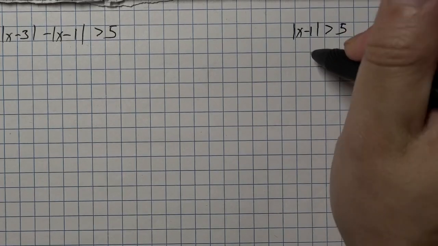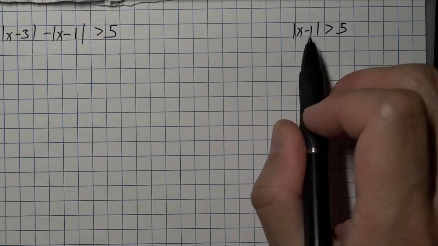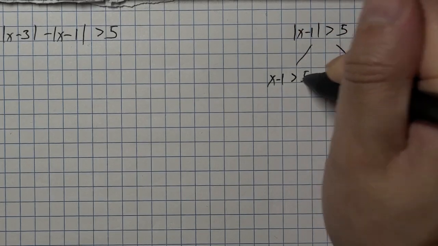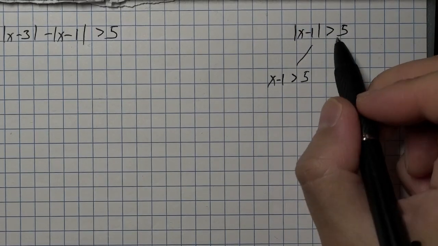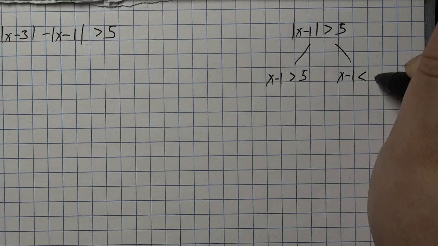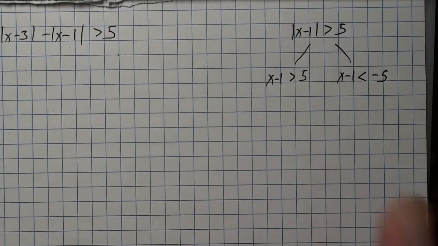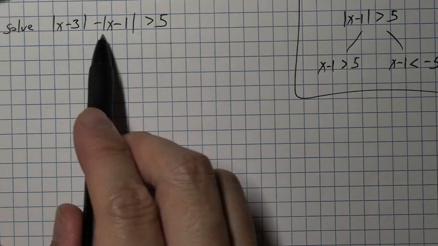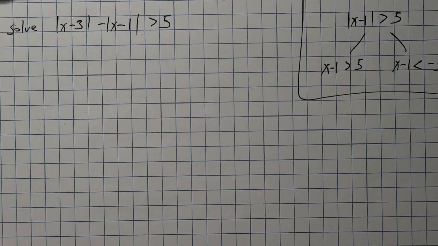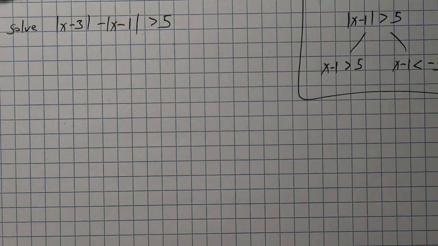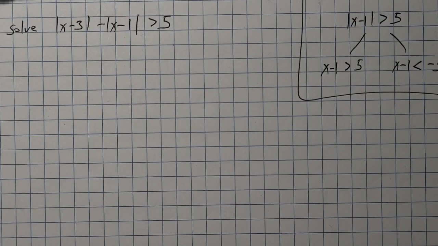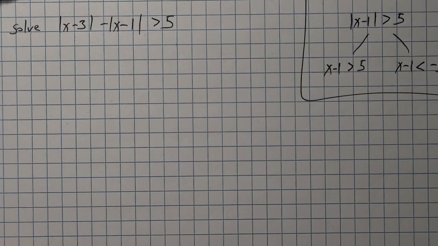Even algebra 1 maybe. You would have two branches. You have x minus 1 greater than 5, and x minus 1, you would have the opposite, so less than negative 5, and then you would solve from there. Okay, but that's not what's happening here. There's two absolute values. So how would we solve this without a calculator, without a graph from a graphing calculator, something like that?